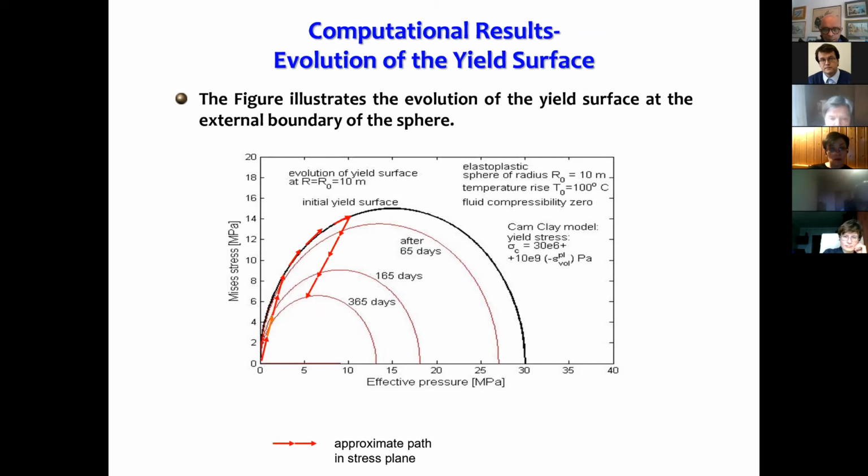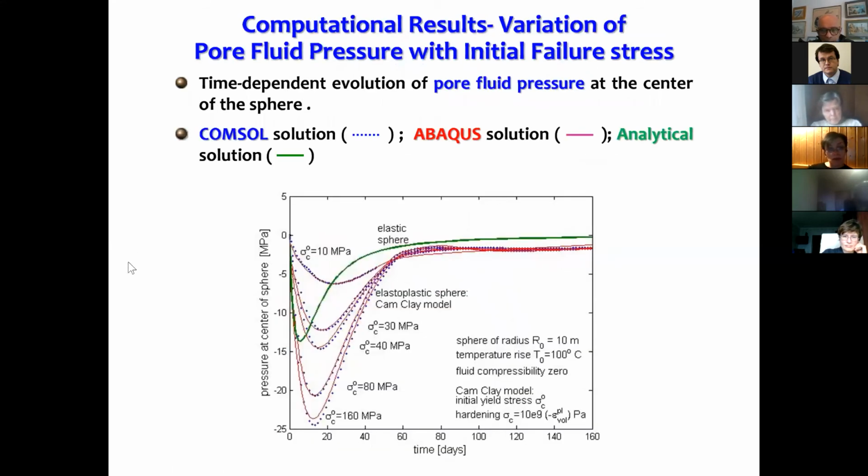So this evolution of the yield surface is important, like in conventional thermoplasticity situations as well. So, just to give a COMSOL solution, Abaqus, and an analytical solution, we have only the analytical solution for the elastic sphere. You can see the elastic sphere has this response. The COMSOL solution for the elastoplastic sphere and the Cantlay model at different values of the confining stresses gives rise to different responses there.